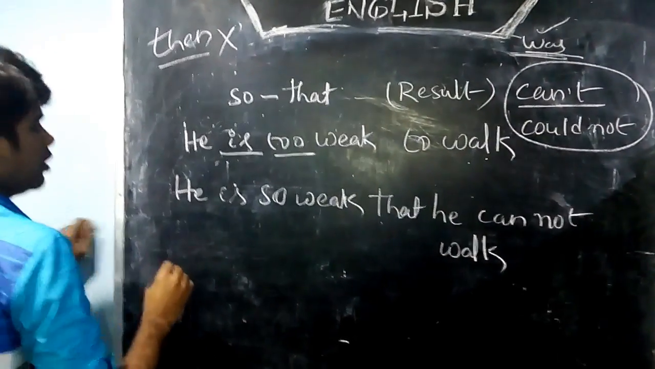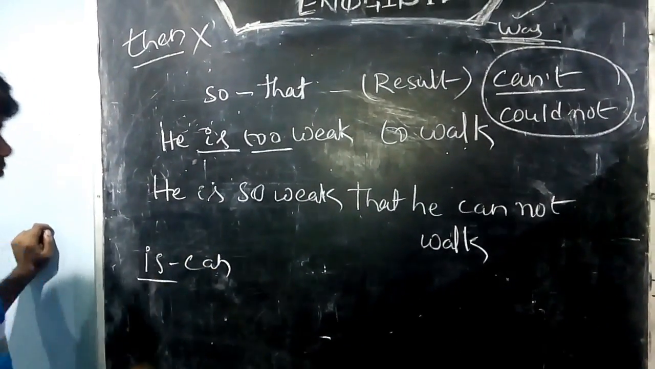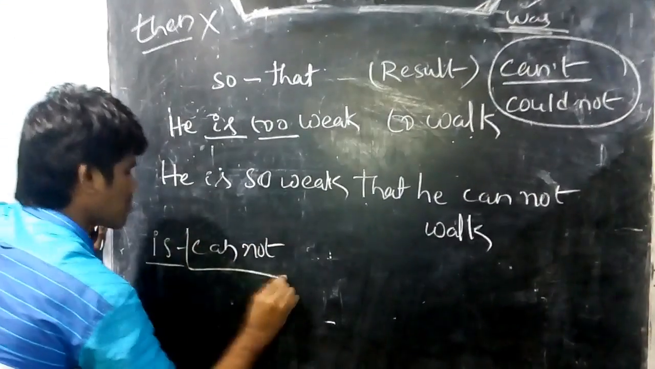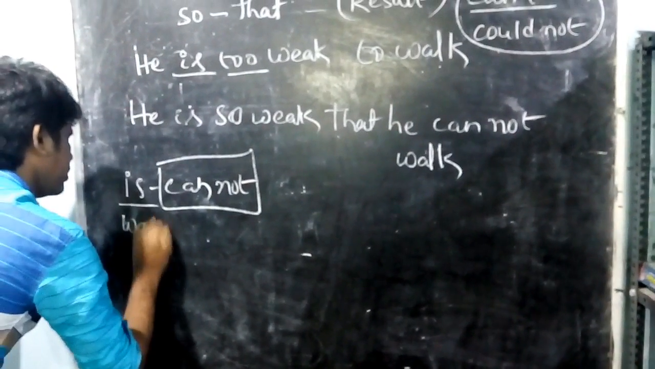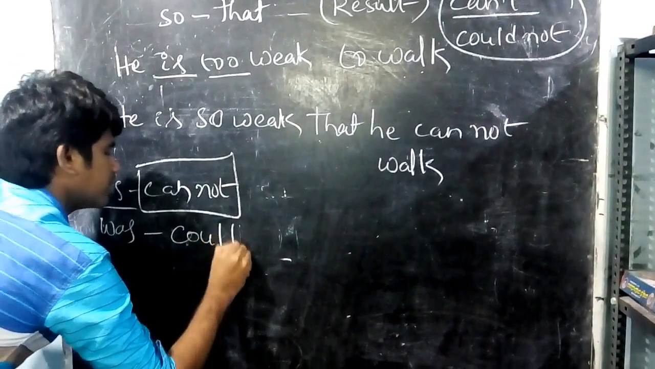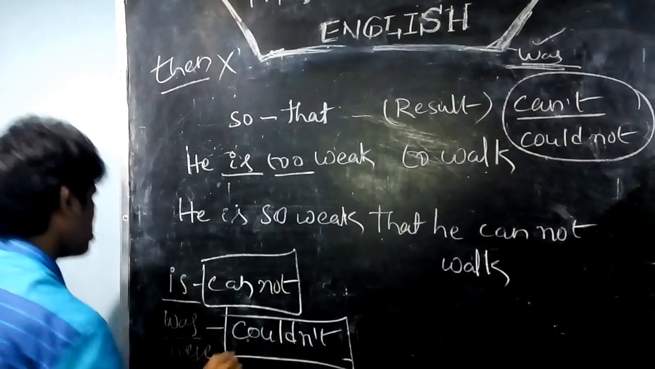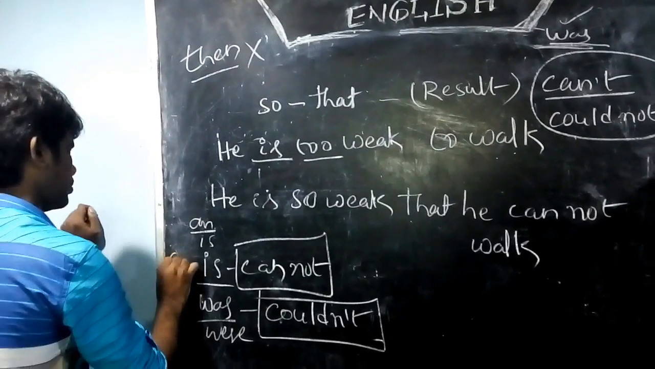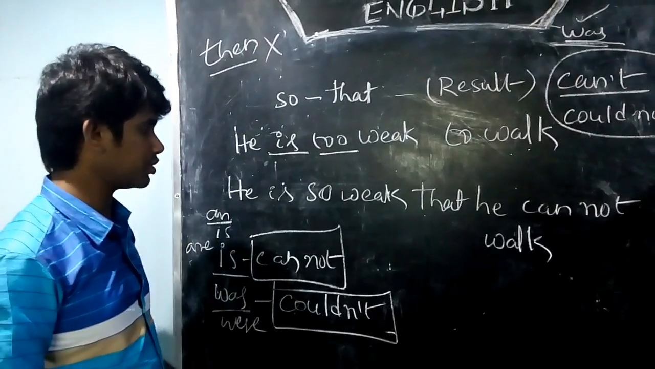So for example, if there is a helping verb "cannot", if the helping verb is present, we have to use "cannot". If the helping verb is "was", for example, then we have to use "could not", couldn't. Was, were. Am, is, are go with "cannot". Like that we have to use.